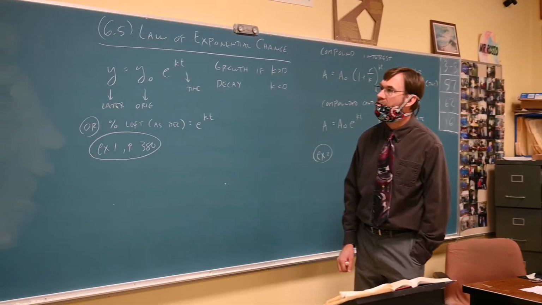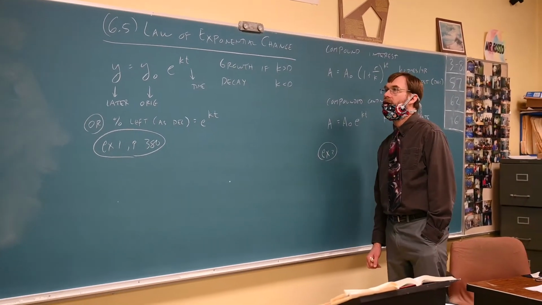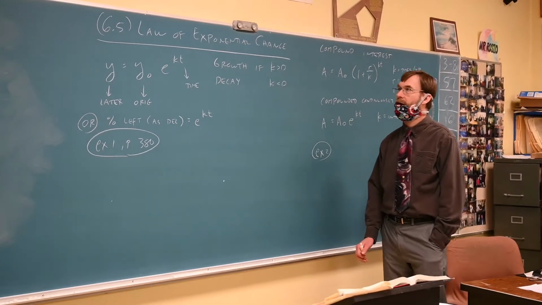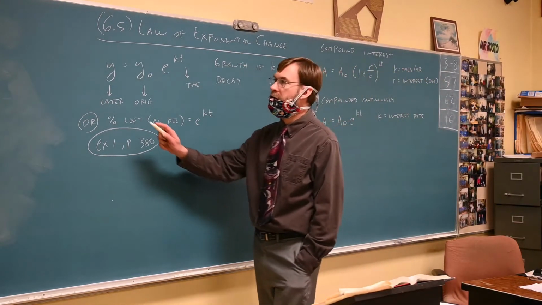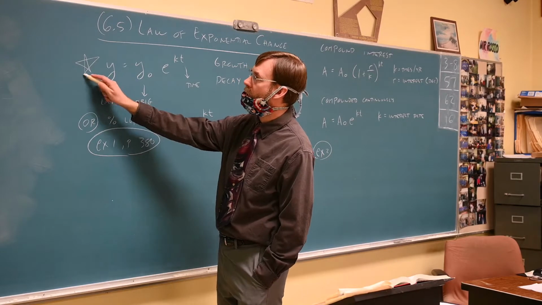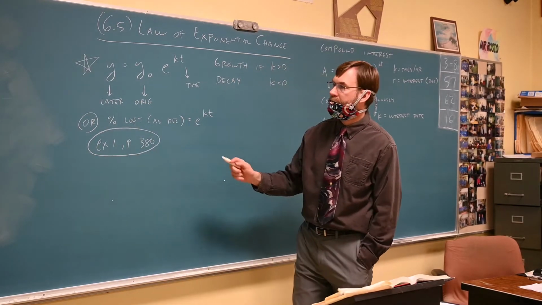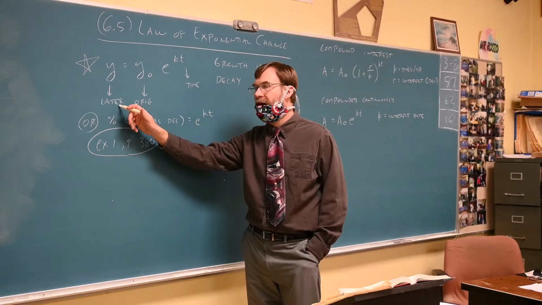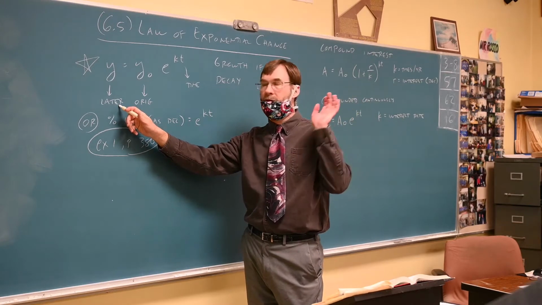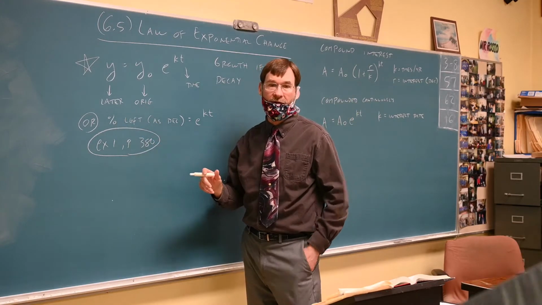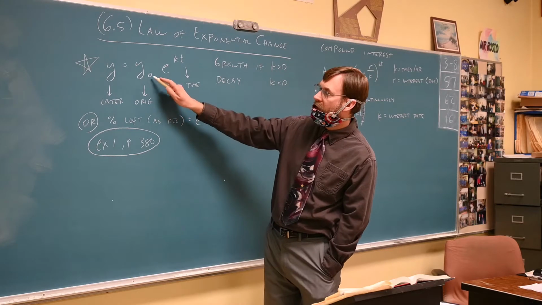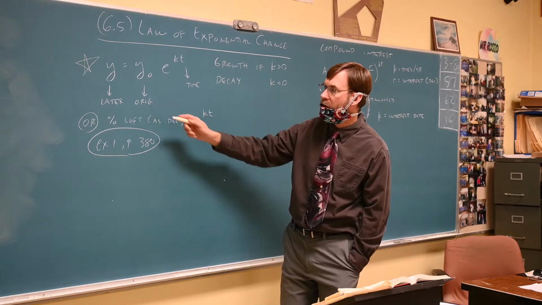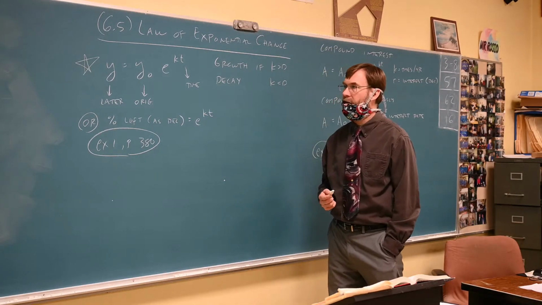Okay, so we're off into 6.5, talking about the law of exponential change. So here is an equation that's probably card-worthy. The y will be the count of something that's coming in the present or the future after a process has begun. This y₀ is the original amount we're starting from at the beginning of the story.